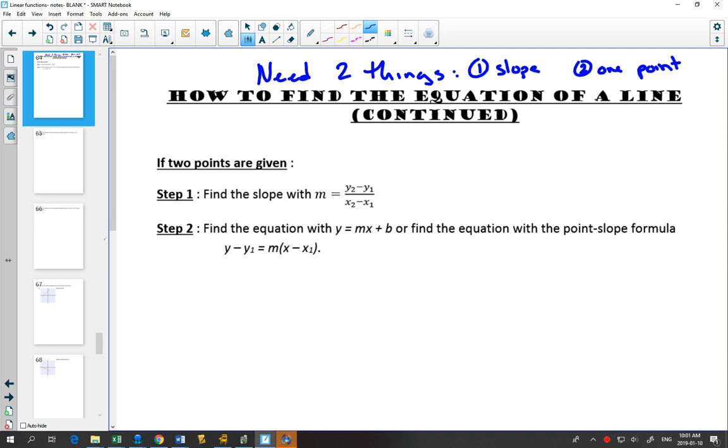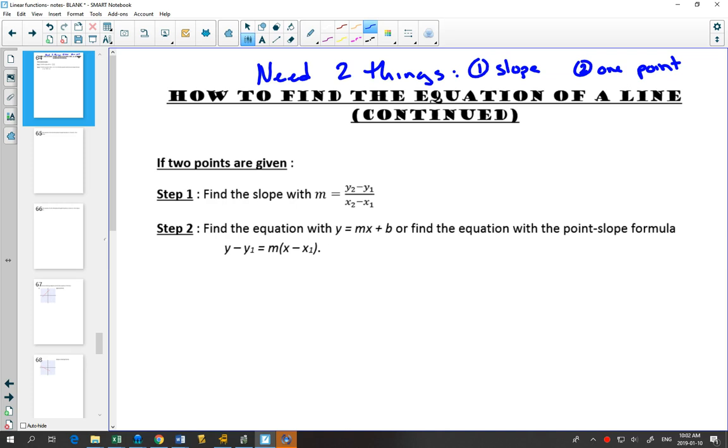And then in class yesterday, we saw two methods. We saw the method using y equals mx plus b, and we saw the method using y minus y1 equals m(x minus x1), or the point slope formula. And both methods work very well. But in order to use either of those methods, you first need the slope and 1 point.